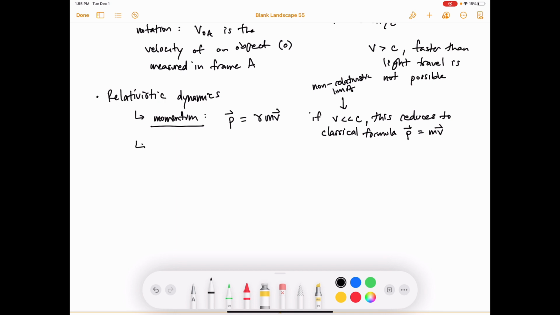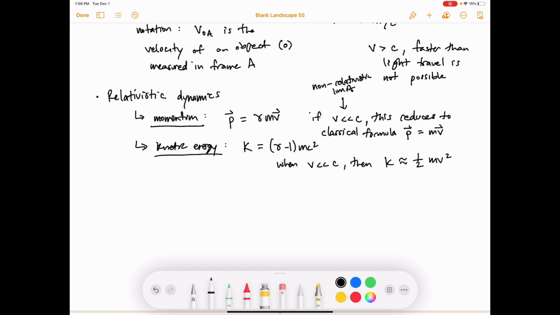Another example of that would be kinetic energy, which in relativity is given by K equals gamma minus 1 times mc squared. Again, when v is much less than c, this formula reduces to the classical formula, 1/2 mv squared.